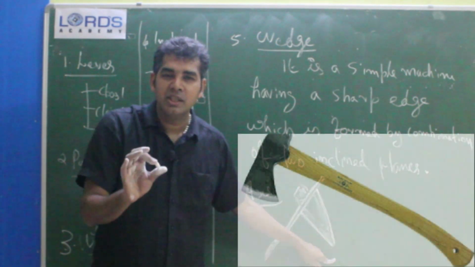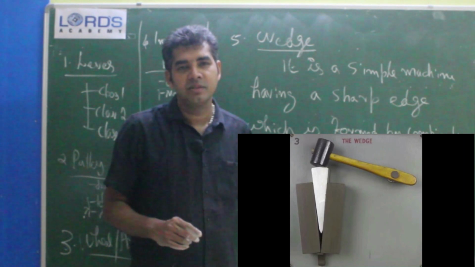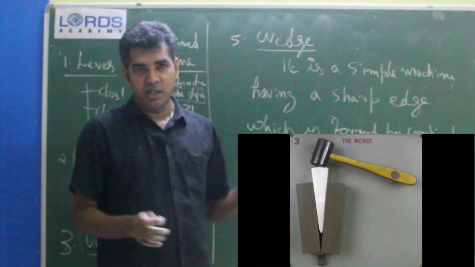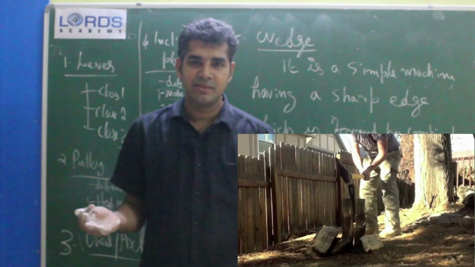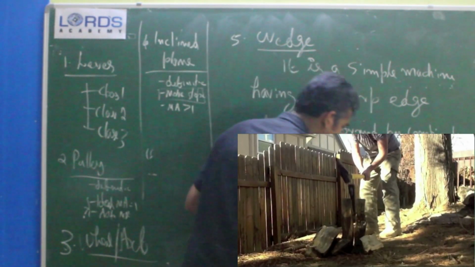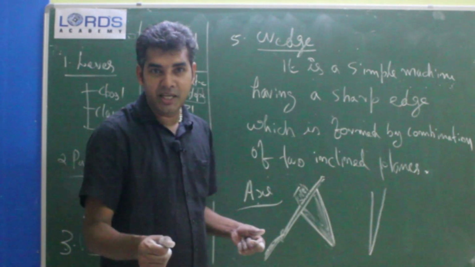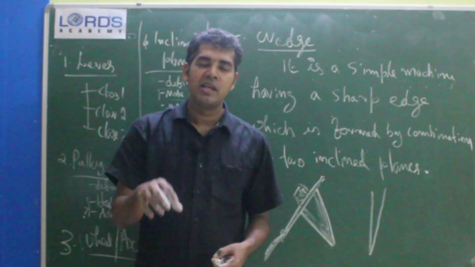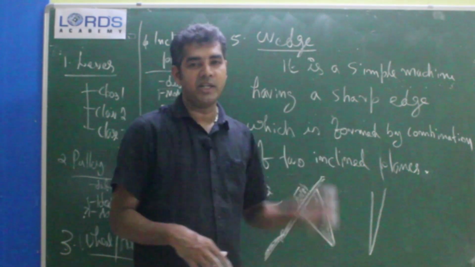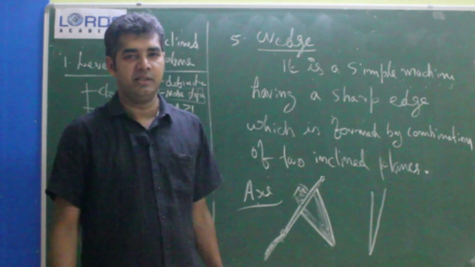Such types of tools and objects are known as wedges. Your knife, a sharpened knife, is a wedge. A needle is a wedge. A pin is a wedge. So we can see a lot of examples of wedges in our daily life. That is the fifth simple machine.